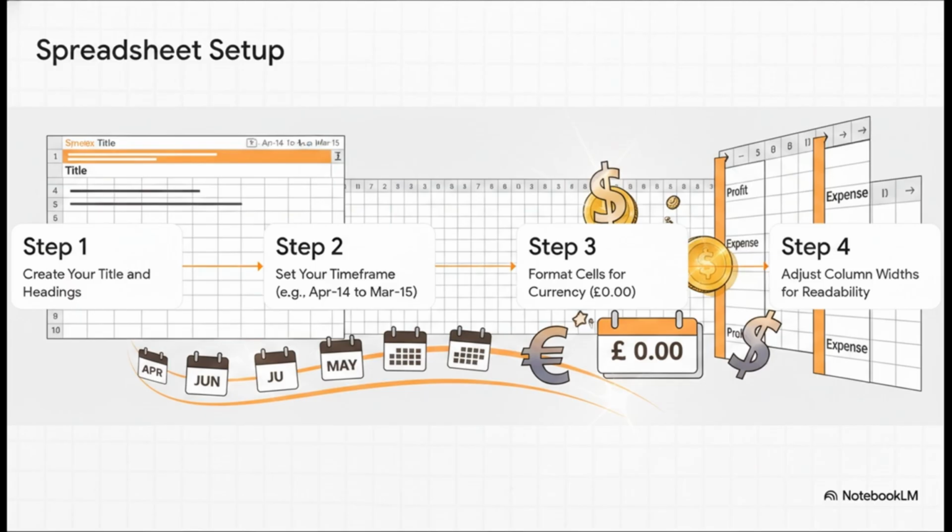Super easy. Next, and this is a big one, highlight all your cells and format them for currency. We want every number to actually look like money. And finally, a quick tweak of the column widths, just make sure everything is easy to read. Trust me on this. These little details, they make a huge difference.